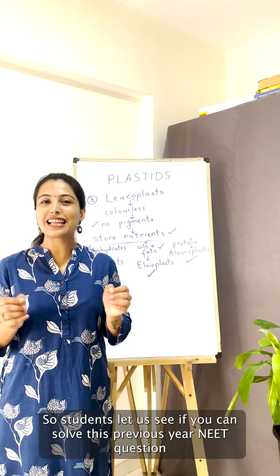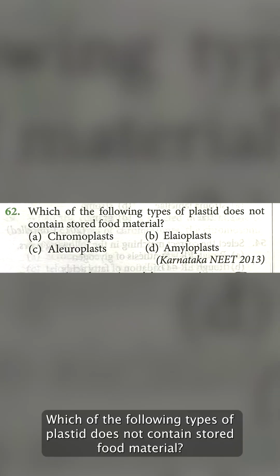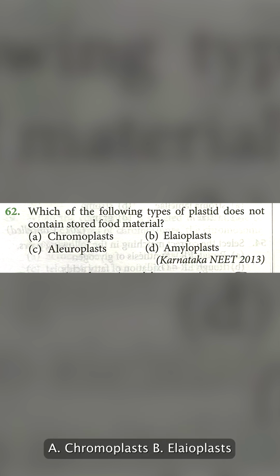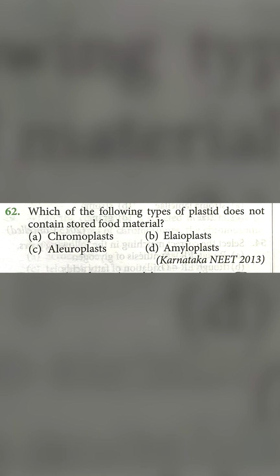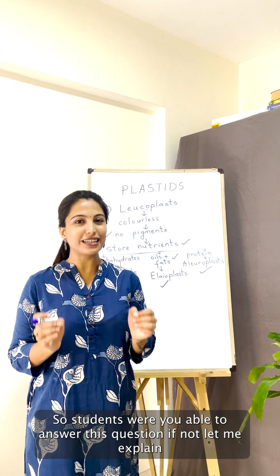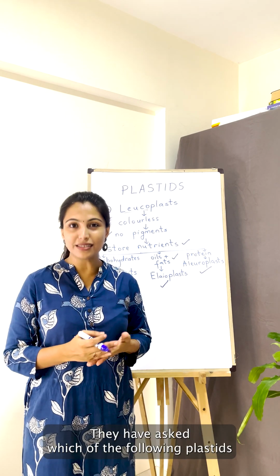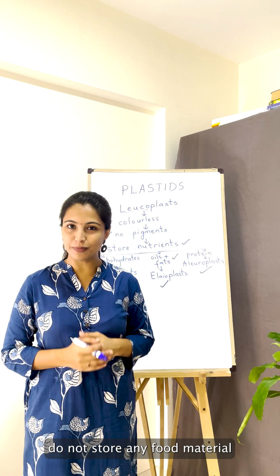So students, let us see if you can solve this previous year NEET question. Which of the following types of plastid does not contain stored food material? A. Chromoplasts. B. Eleoplasts. C. Aleuroplasts. D. Amyloplasts. So students, were you able to answer this question? If not, let me explain. They have asked, which of the following plastids do not store any food material?